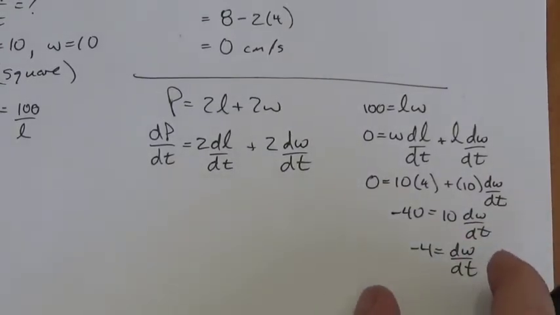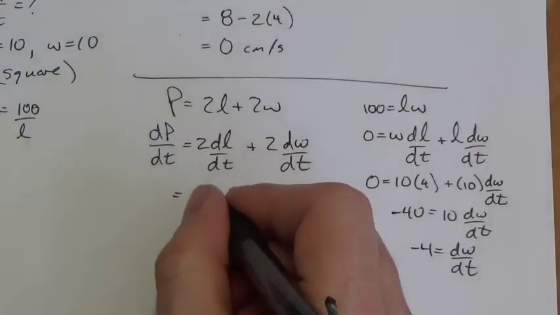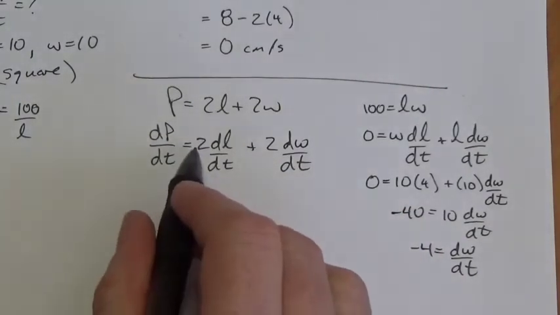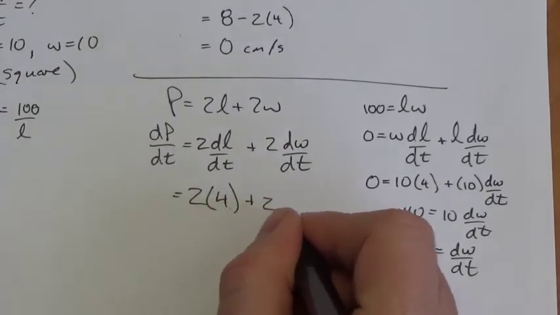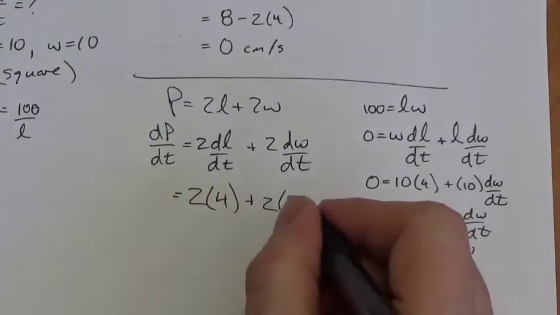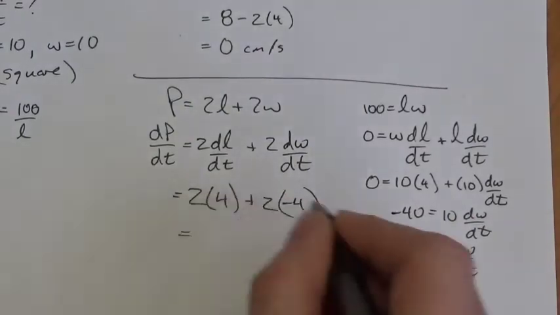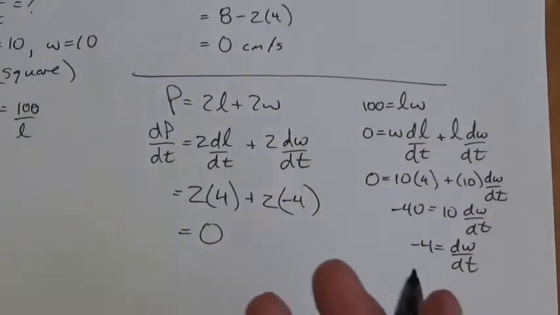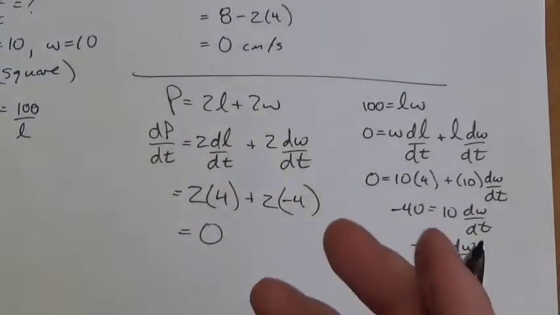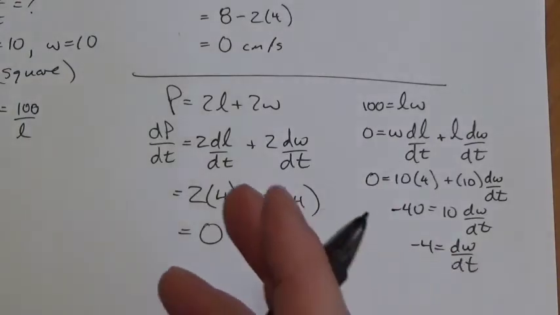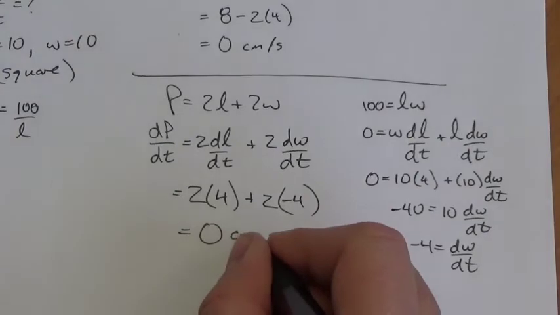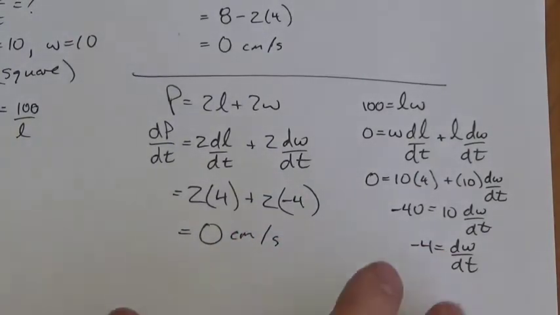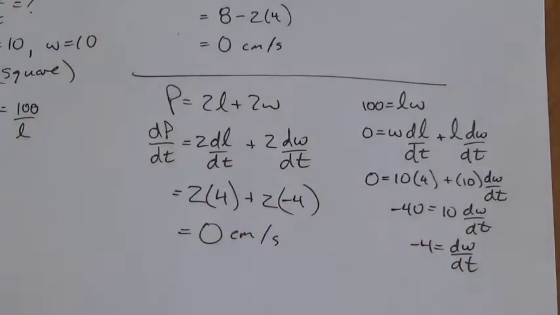Good, great. Now I got that value. So now I can come up here and plug in. So 2, and we know that dl by dt is 4. 2, and now we know that dw by dt is negative 4. And again, when I put that all together, I get 0. So we've got this transition happening between the perimeter getting larger and the perimeter getting smaller. This will be centimeters per second. It doesn't really matter how you approach it, you should be getting the same result.